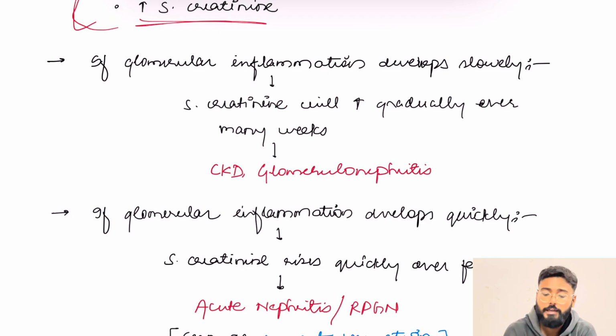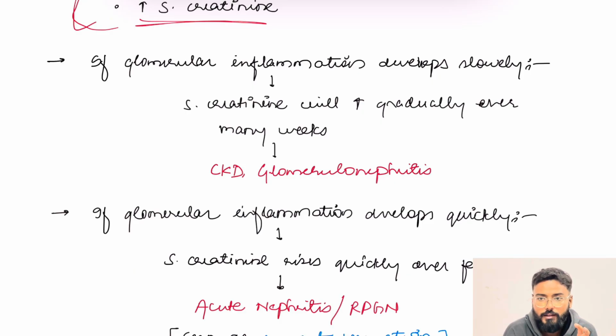If there is glomerular inflammation that is going to develop slowly, so see, whenever there is damage to the glomerulus, or there is inflammation in the glomerulus, you are going to see increased level of serum creatinine, because serum creatinine is one of the markers that is going to get raised whenever there is some kind of injury to the glomerulus, because this creatinine is filtered normally, like it is present inside the urine, like you will see normally.